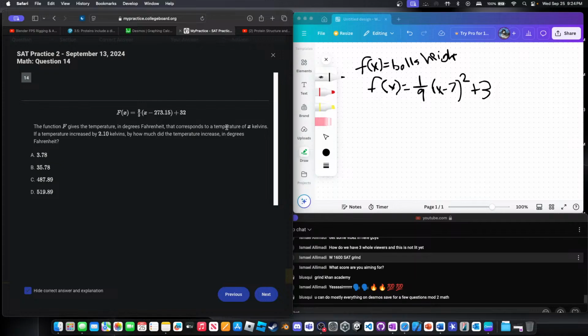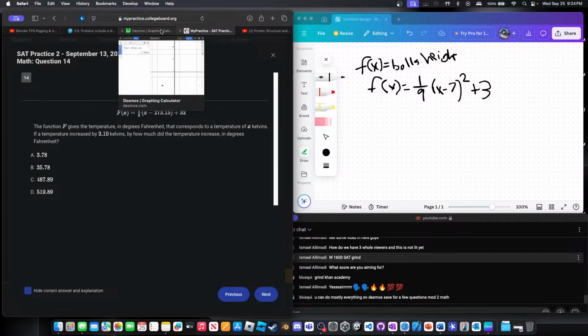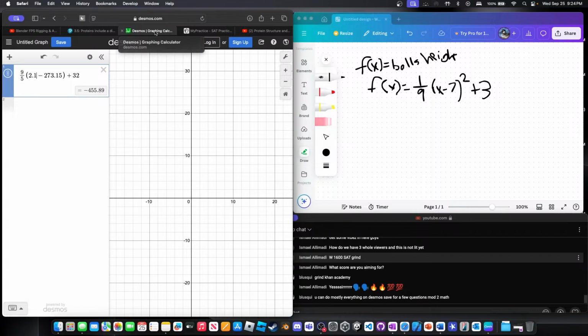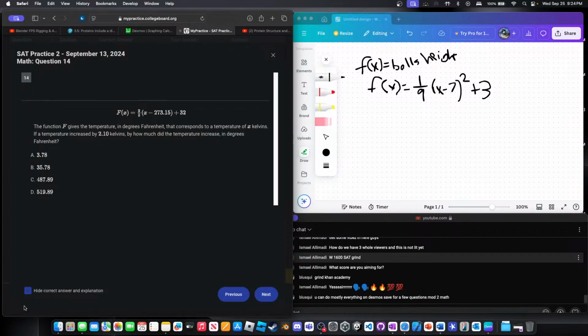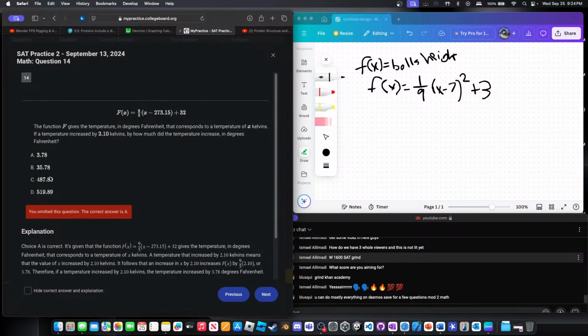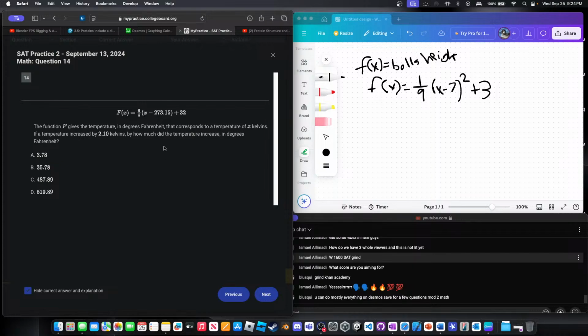Corresponds to a temperature of x kelvins. Temperature increased by 210 kelvins. How much did the temperature increase in degrees Fahrenheit? How much did the temperature increase? 455. So it's probably C, right? Answer is A.